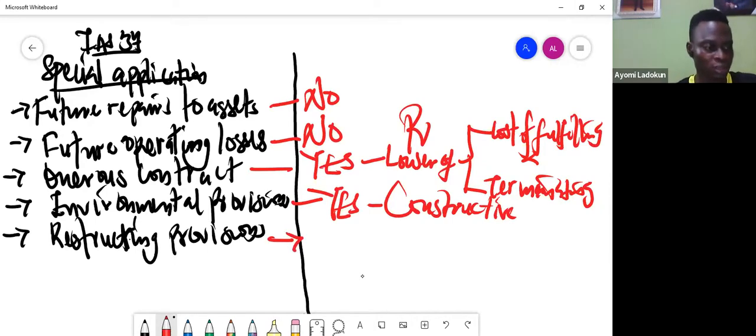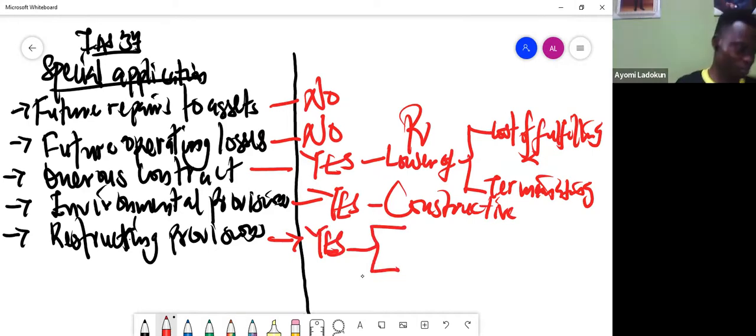Then restructuring. Can you make a provision? What's the meaning of restructuring? Maybe you try to change the scope of your business, introduce new products, you relocate your business, you eliminate layers of management. Nobody bothers about that. Nobody's going to test all of that. I'm just trying to let you know what restructuring really is, okay? Can you make provision? The answer is also yes, provided two conditions are met.